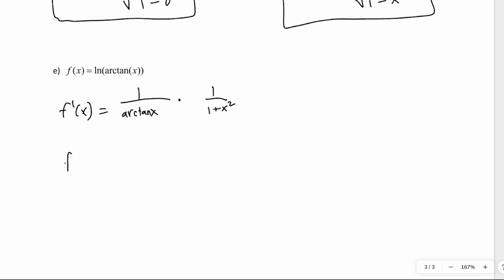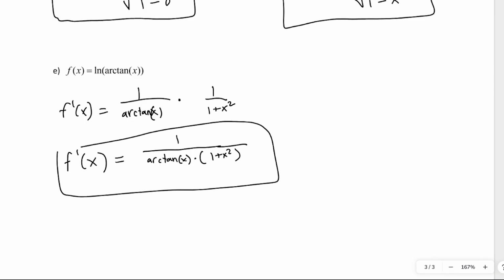Now you can multiply these straight across, so we can rewrite this as 1 over arctangent of x times 1 plus x squared. You don't have to bring them together like this, but if you do, make sure that you put that 1 plus x squared in parentheses.